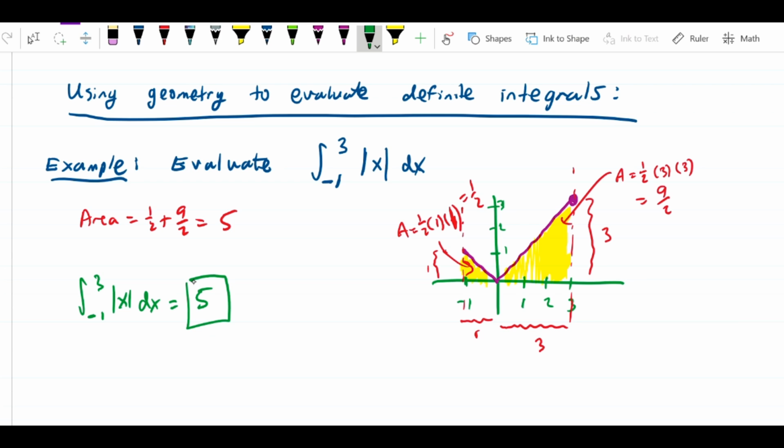So there we go. Just using the fact that when we have a positive function, the area under the graph of that function is equal to the integral of that function on the relevant interval. So this is the value of that integral.